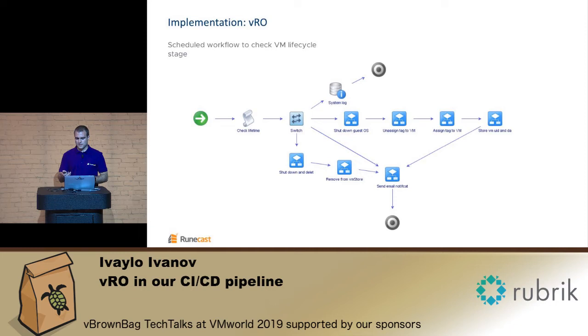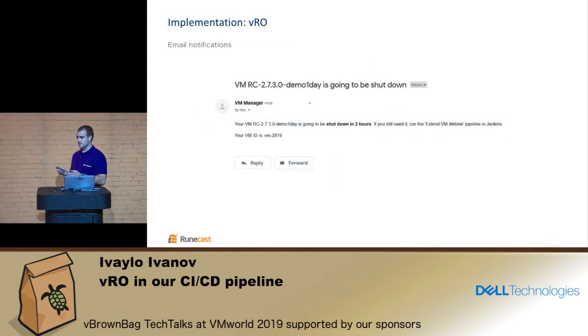Of course, when we're about to take some action, we'll be notifying the requester or the owner of the virtual machine about our intentions. We're doing this by an email. So in this case, we're about to shut down his virtual machine in 2 hours. So he has time to react if he still needs it on and he's working on it. As you can see in the second row, I also provide him the VM ID, which he can use in the Jenkins pipeline, which I'll show a bit later.